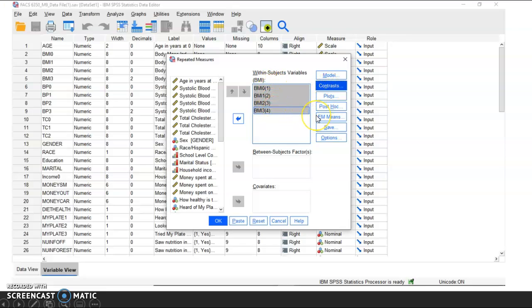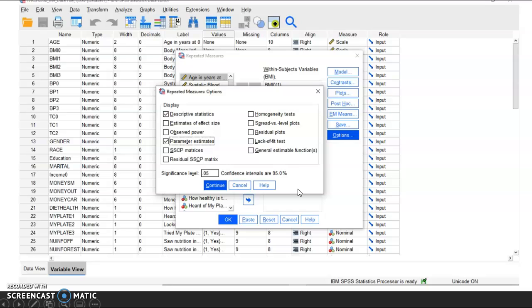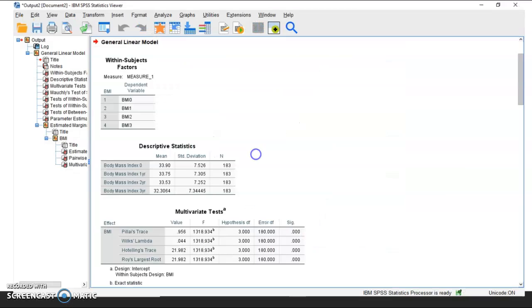And then I go to contrast. And polynomial is what is automatically selected. I'm going to hit repeated measures. And then I want my descriptive statistics, so I'm going to go to Options and hit Descriptive Statistics, and I also would like my parameter estimates. And then I continue. And here's the output.